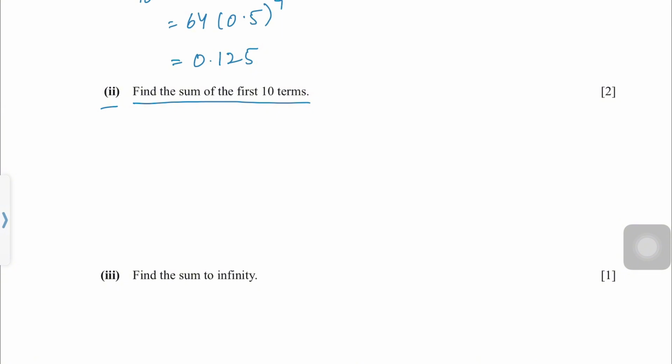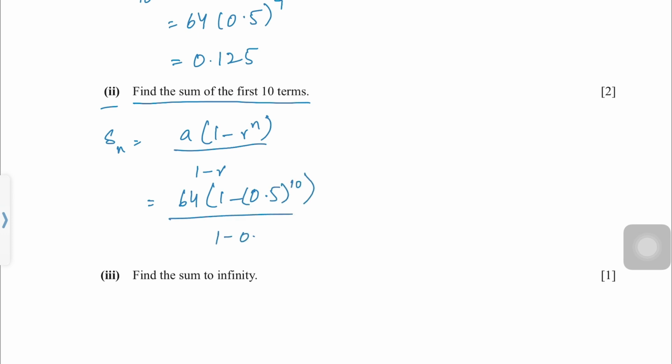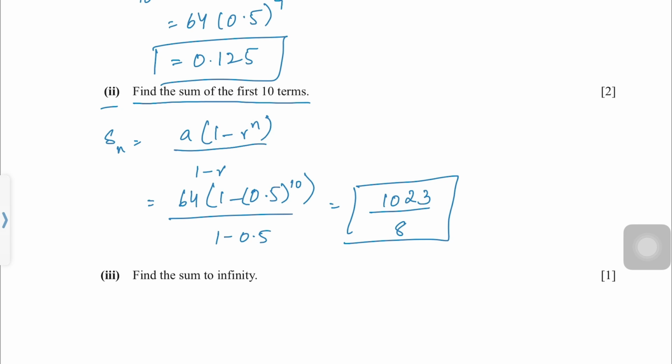Find the sum of the first 10 numbers. This is our part 2. So the sum is given as Sn is equal to a into 1 minus r power n over 1 minus r. This is the formula which is given in our formula sheet as well. So this would be 64, 1 minus 0.5 power 10 over 1 minus 0.5. That would be 1023 over 8 as a final answer.